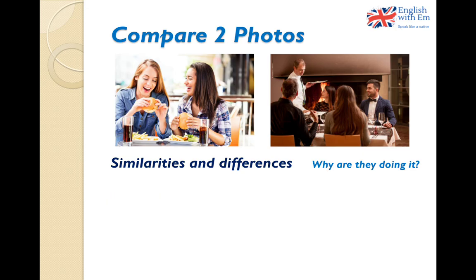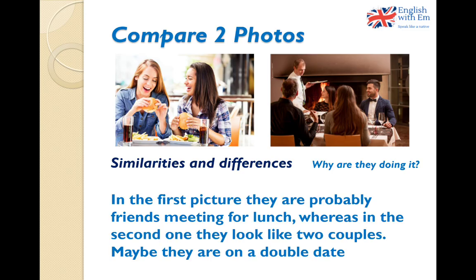Why are they doing it? In the first picture, they're probably friends meeting for lunch, whereas in the second one, they look like two couples. Maybe they're on a double date. So looking at the language here, we are using probably to show that we're guessing, whereas shows that we're indicating a contrast or a difference. They look like two couples. This is a really good phrasal verb to use when you're comparing photos.